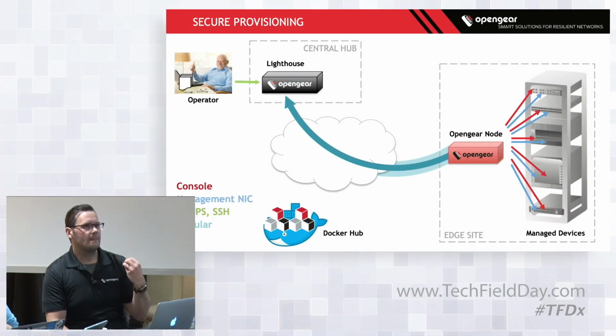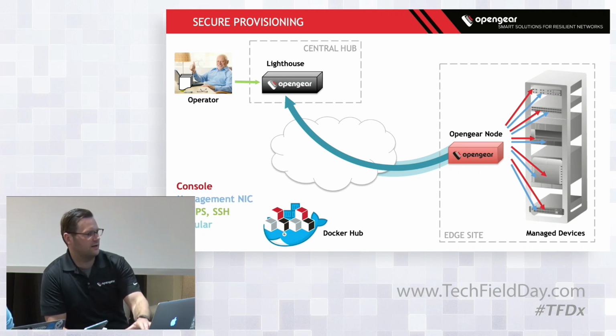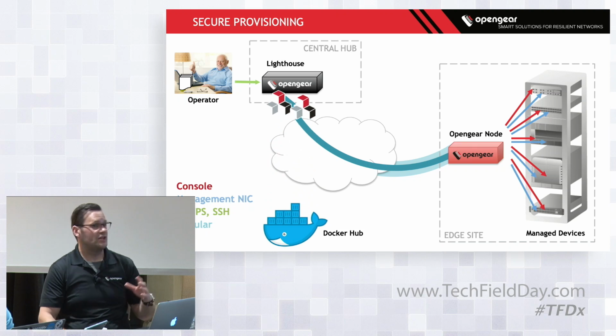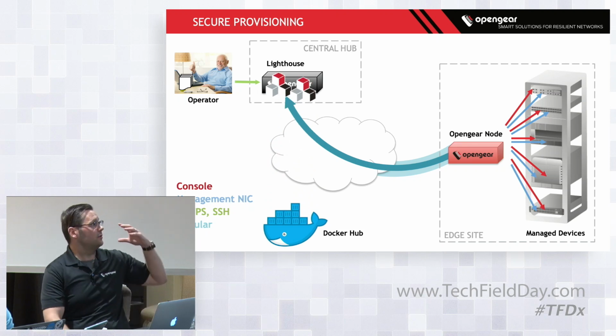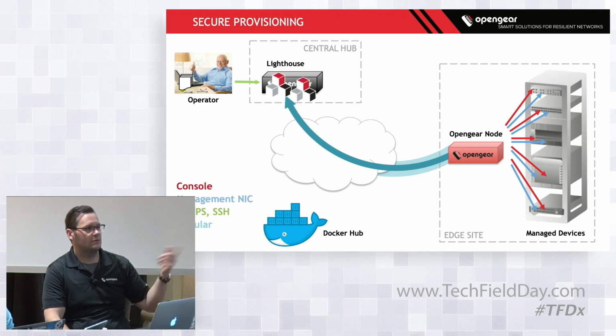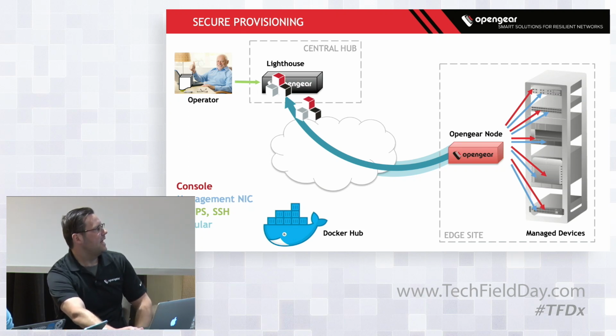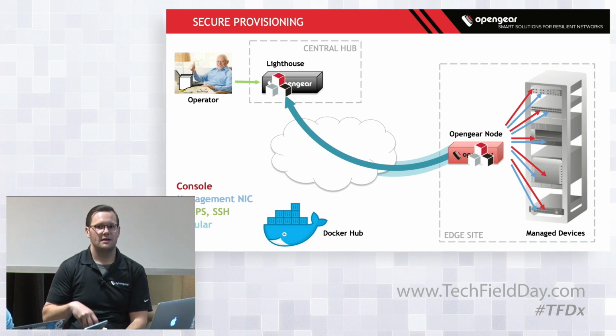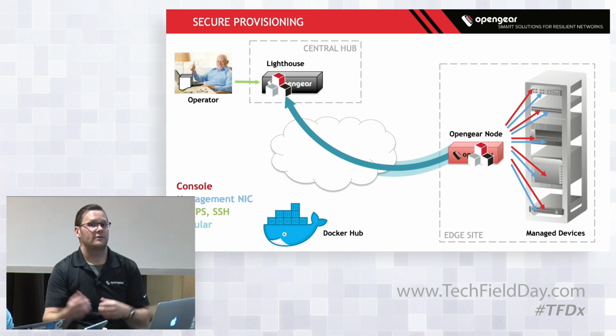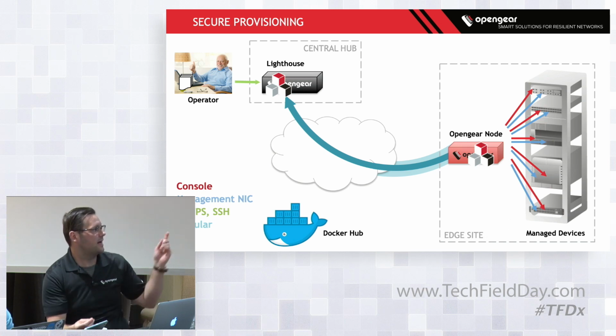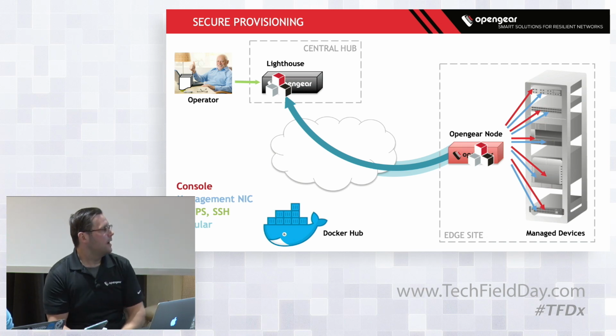So in terms of how secure provisioning is activated, it's a modular system. So they're deployed as Docker containers. So we actually ship our code to Docker Hub, and then Lighthouse is able to sync with Docker Hub and pull that code in. Then Lighthouse actually runs a little mirror of the registry, and it can push out the remote container that does the DHCP and the file serving and things like that out to the Opengear node.